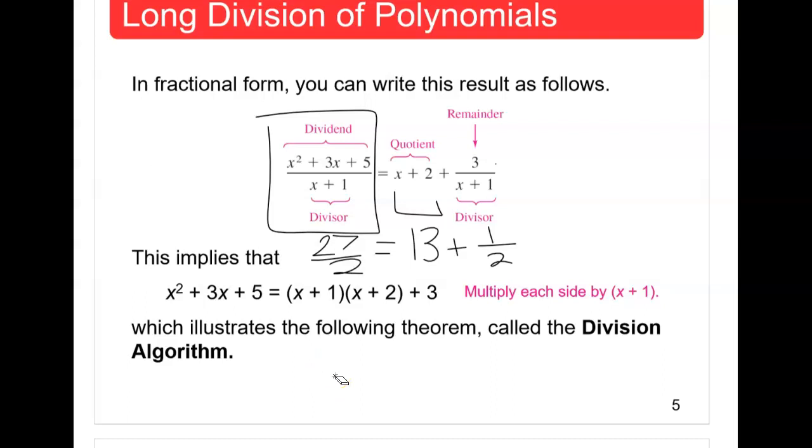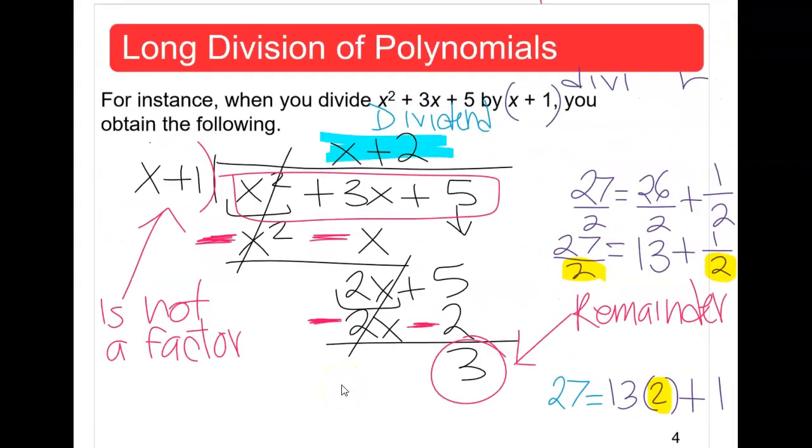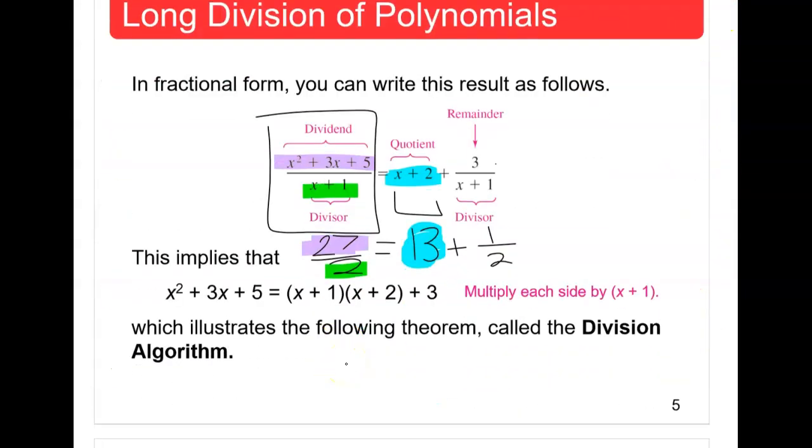Dividend is the 27. Here it's the polynomial of degree 2. The divisor is x plus 1. Here my divisor is 2. Here my quotient is 13. With our example it was x plus 2. That's what we got on the previous example, the one that we have here, x plus 2. And then we had 3 for the remainder, so that 3 goes here, but we still use the divisor as the denominator. So just like a mixed fraction. And this is what we call the fractional form.